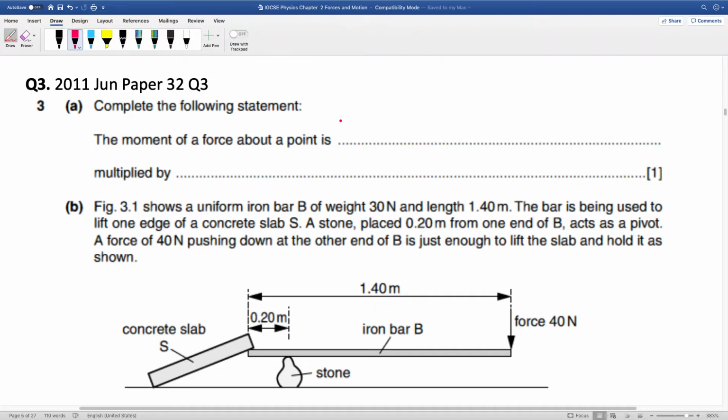Wait, the moment of a force about a point is what thing multiplied by what thing? Force times perpendicular distance. Wow, perfect answer. Yeah, you spell it by yourself.